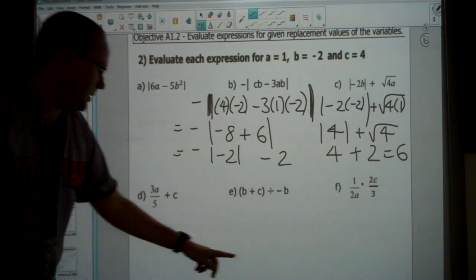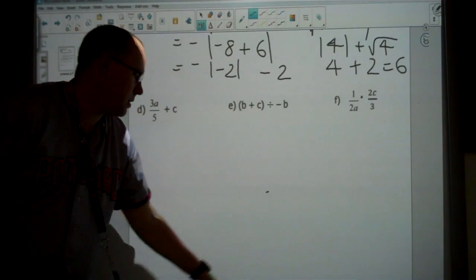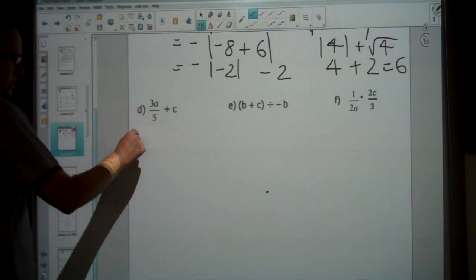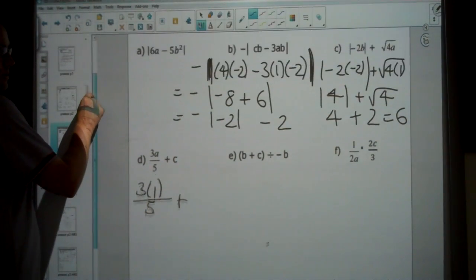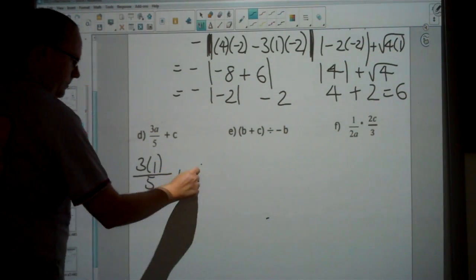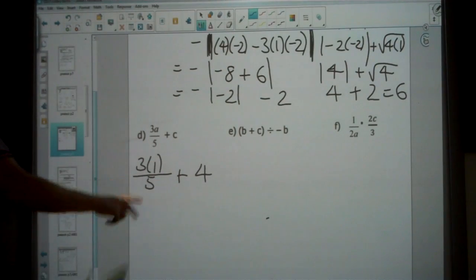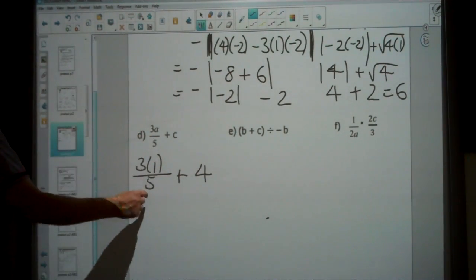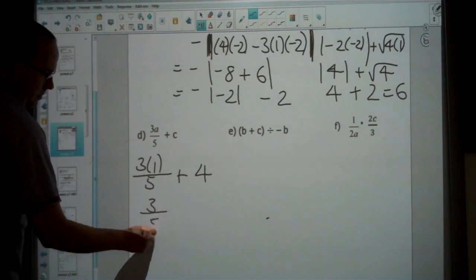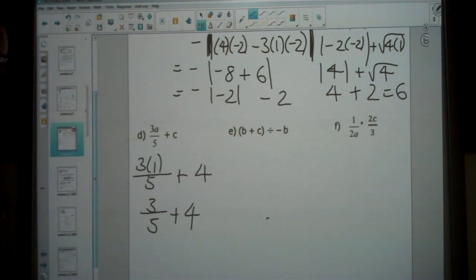When we get down to the questions near the end, we're going to plug in those same numbers. So I've said that A was 1, and it also said, if I scroll back, that C was 4. So I'm going to work on this part first, because this is my division. When I do my division, I work out the top of the fraction first, which is 3, and I work out the bottom of my fraction. And then now I can do my adding.